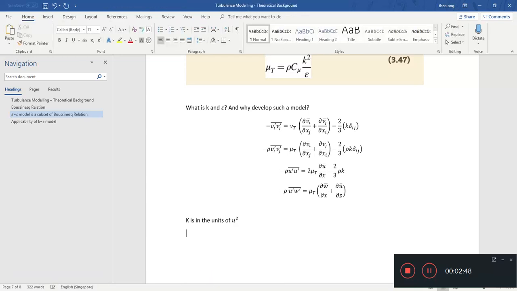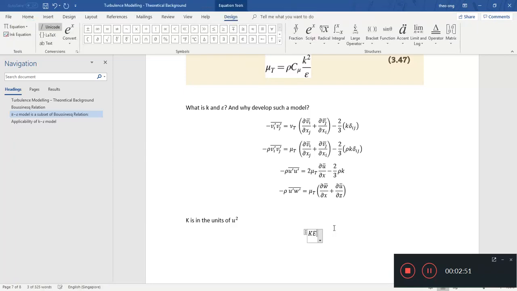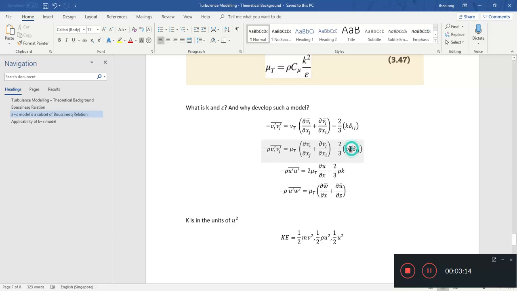u squared. So if you know kinetic energy is half m v squared, or if it's per volume, it becomes half rho u squared. Or if it's really per unit mass, then it's just half u squared. So this is like a specific kinetic energy. So this is what k stands for. It has the units of u squared, and this has the units of viscosity. But now the problem is, how are we supposed to determine this k and this mu?